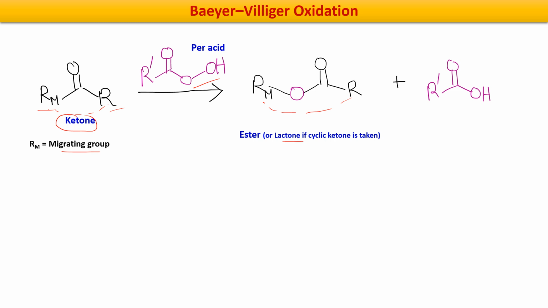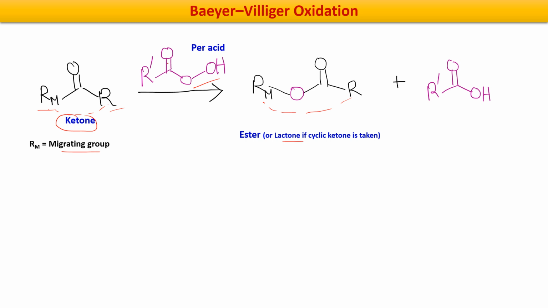And the fate of this peracid is that it is now converted to carboxylic acid, because one of these oxygens, as you can understand from the color, is now inserted between the Rm and the C=O. Oxygen will be inserted only between the migrating group and the C=O, not between the C=O and the other group.